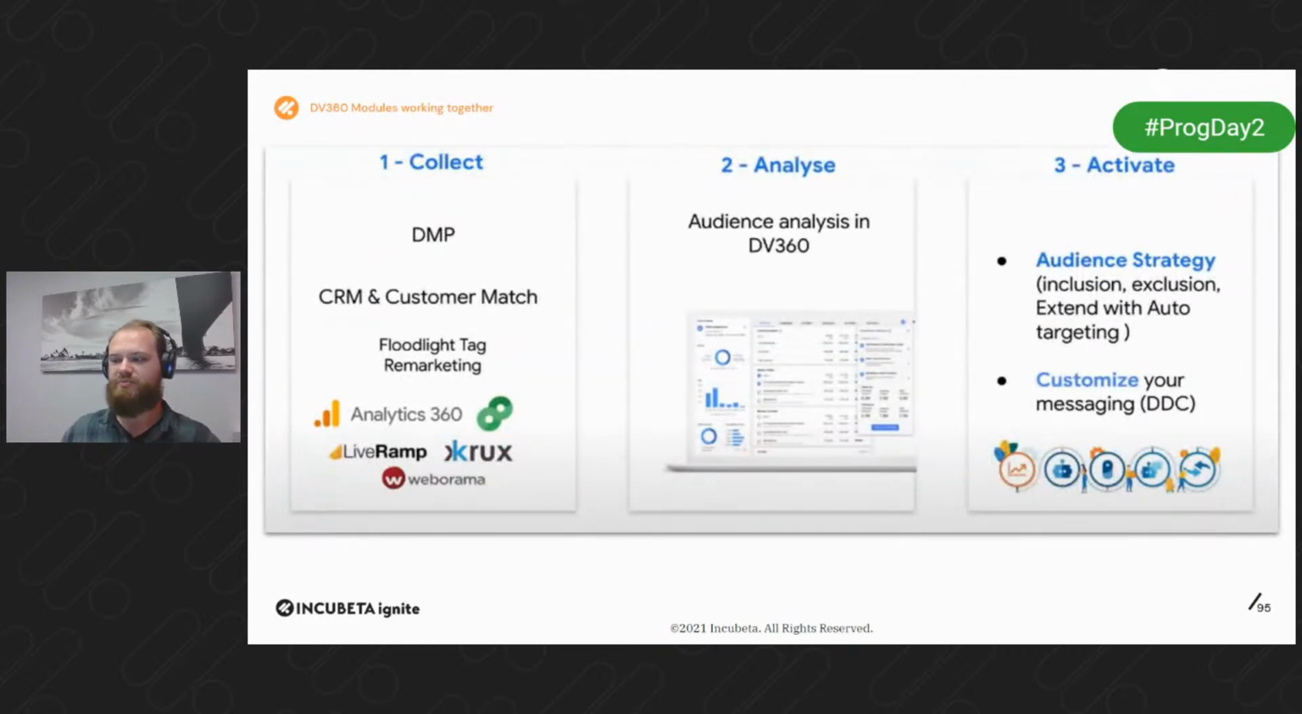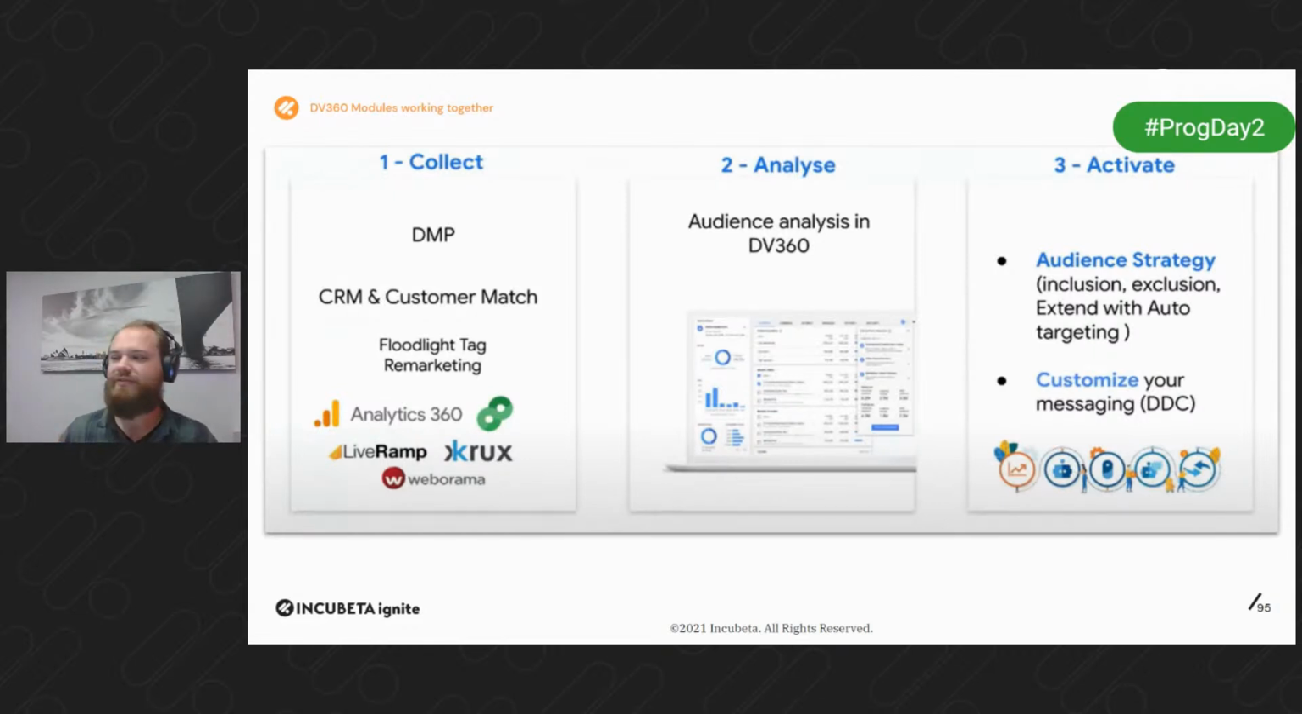So just talking about how these modules can work together. We can collect all of our audiences and all of our data through our floodlight tags, our customer relationship management programs, Analytics 360, Campaign Manager, pieces of technology like LiveRamp or Weborama. We're then able to analyze that data in DV360 using the audience analysis and see what kind of people, what kind of users we're really actually communicating with.